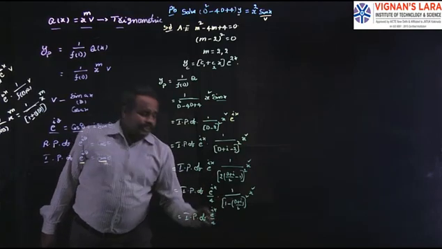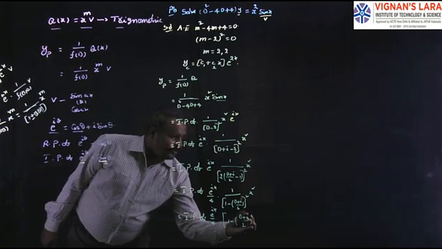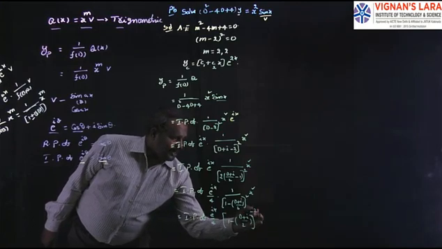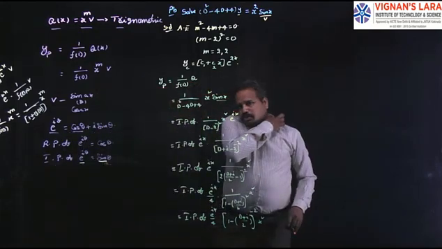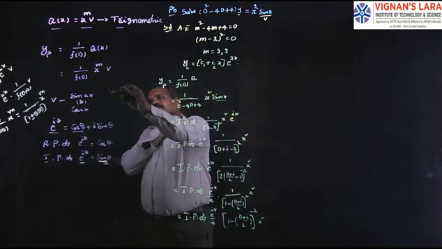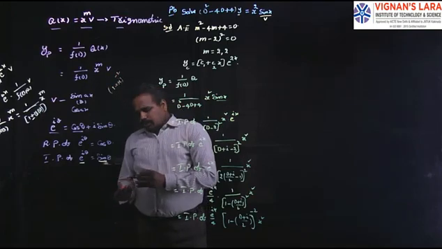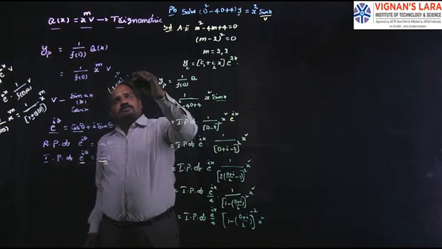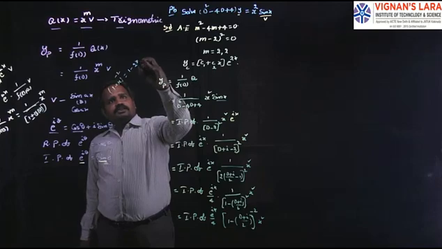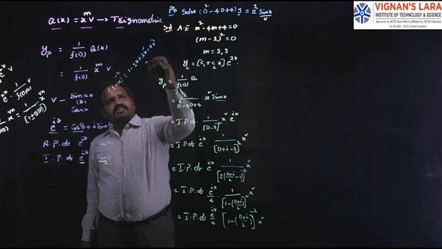Bring this one into the numerator: 1 minus (d plus i by 2) whole power minus 2 into x square. Here we are using an expansion which we already know, 1 plus x power minus 2. What is the expansion of 1 plus x power minus 2? I already defined that expansion: 1 minus 2x plus 3x square minus 4x cube plus and so on.